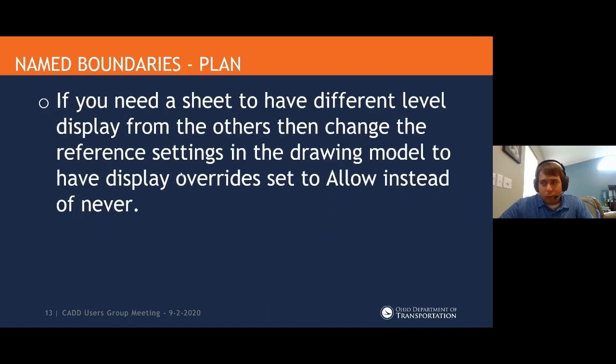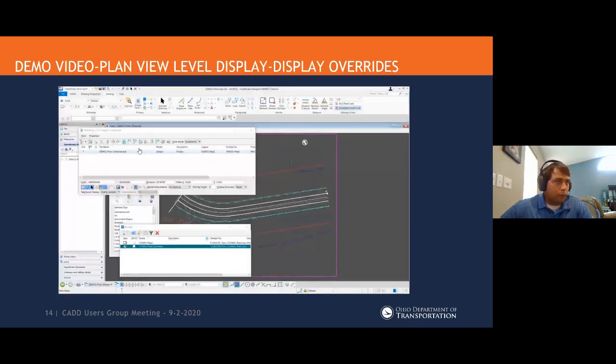So what if you need to have one sheet different? What if one sheet needs to be different from the other 20 that you have? You can go into that reference settings and change the display override off of never onto allow or always. Either one will work. And then that'll let you change the level display in that given model.